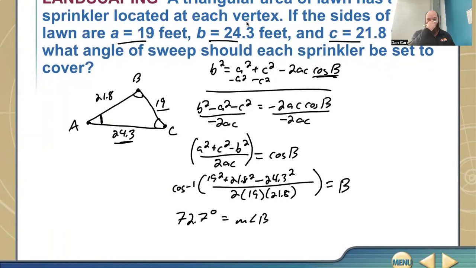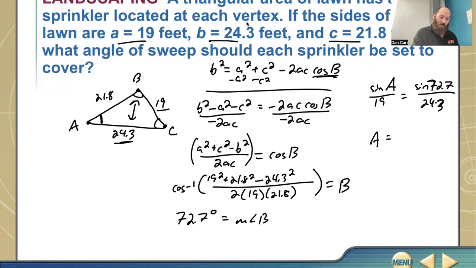Now for everything else, we have one angle pair like this. I could do law of sines. So if I want to do, for example, the sine of A over 19 is equal to the sine of 72.7 over B, which is 24.3. Okay. So if I rearrange this, it's going to be inverse sine of 19 times the sine of 72.7 over 24.3.